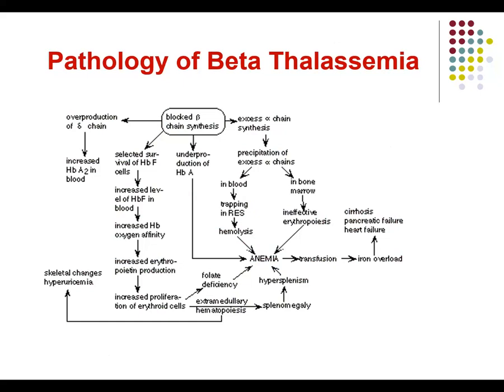Patients with alpha and beta thalassemia will have milder symptoms because the alpha chain concentration will be about the same as the beta chain. And a lot of the pathology is because of the increase in alpha chains that are unpaired.